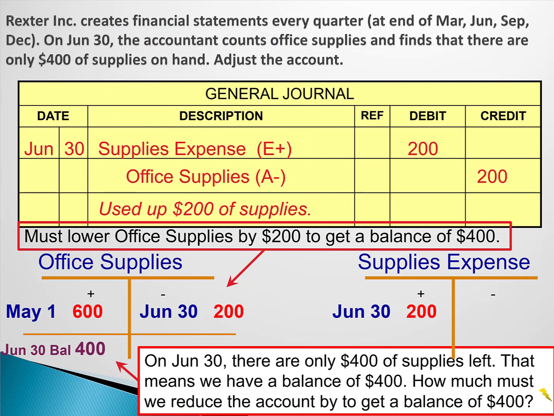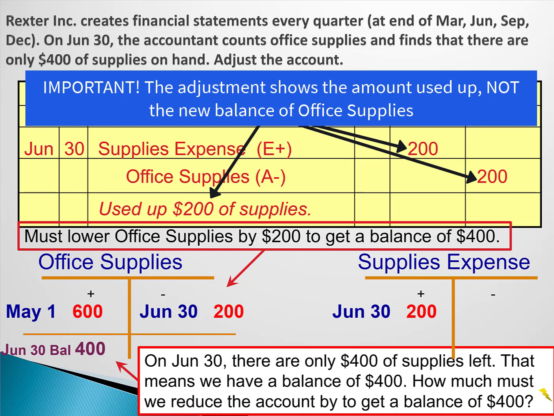So there's one thing that sometimes trips students up on this adjusting entry. It's really important to know that the adjusting entry shows the amount of supplies that you used up. Some students will try to put the balance, in other words, in this case, the $400, in the journal entry, but that would be incorrect. So always, always, always remember, when adjusting office supplies, the amount that goes in the adjusting journal entry is the amount that was used.